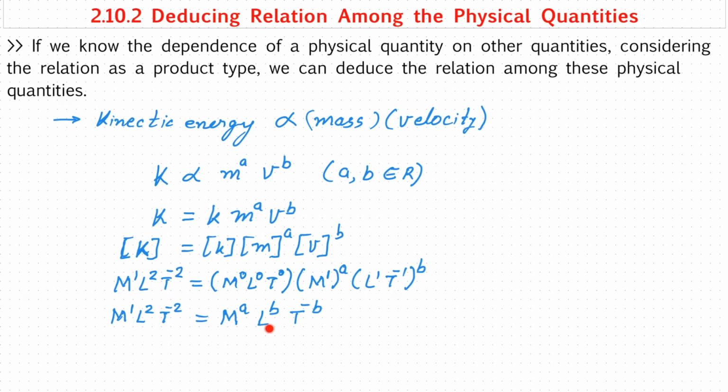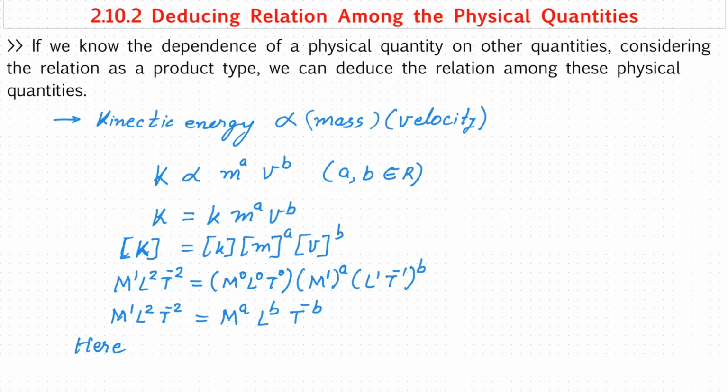Here again I am saying we can compare the powers because there is an equal to sign between them. The third one is T raised to minus 2 in the left side. In the right side it is T raised to minus b. So we can say minus b is equal to minus 2. So let me put all of these values here.